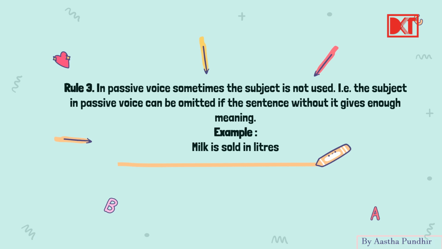Okay, so in passive voice, sometimes the subject is not used. Why is it not used? Subject in passive voice can be omitted. मतलब उसे छोड़ सकते हैं if the sentence without it gives enough meaning. Okay, अगर sentence enough है तो हमें जरूरी नहीं है कि हमें subject include करना ही करना है. Alright, this is another rule which you can keep in your mind. Let's move on.